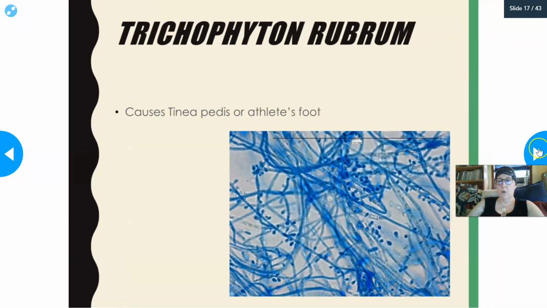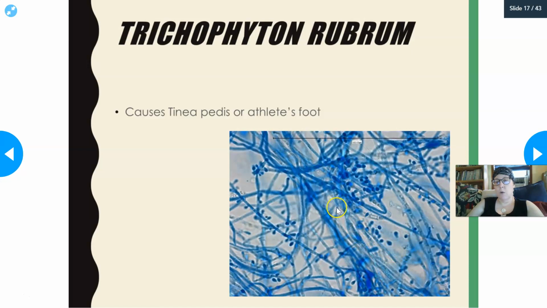Okay, so one of the most common for sure is Trichophyton rubrum. So the Trichophyton here is the genus, and it causes tinea pedis. So tinea pedis is the medical term for athlete's foot. So foot, pedis, and then tinea having to do with this fungal type of infection.